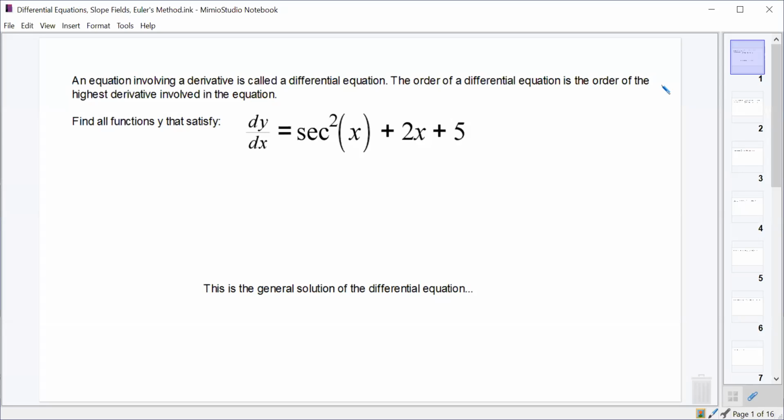But sometimes we might have a second derivative or a third derivative. If the highest derivative is 3, then it's a third order differential equation, and so on and so on. There's entire classes on differential equations. What we're going to do over the next day and a half here just sort of scratches the surface on what differential equations are all about.